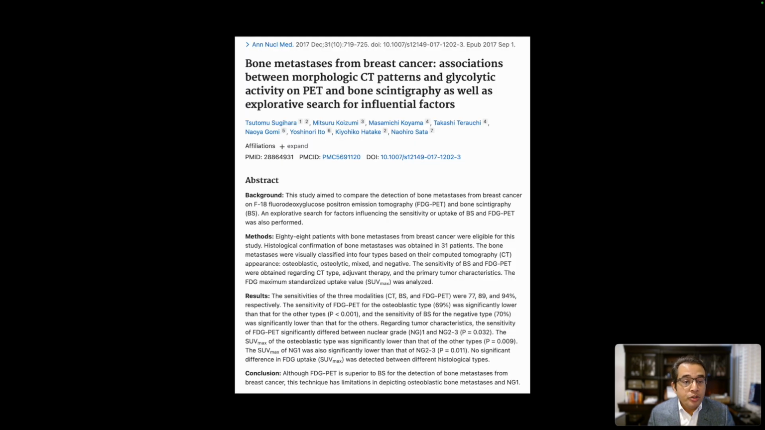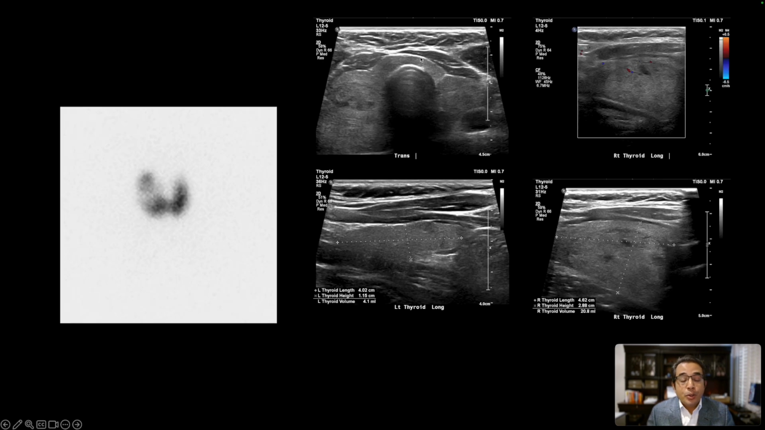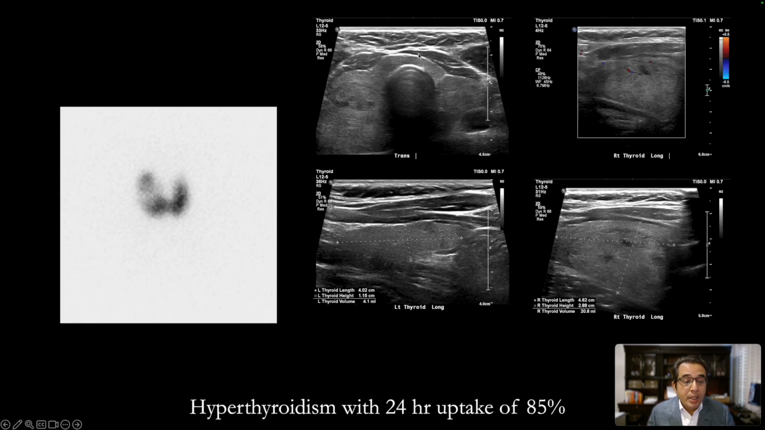Here is an interesting article on the topic, and here the authors summarize that although FDG PET is superior to bone scan for the detection of bone metastasis from breast cancer, this technique has limitations in depicting osteoblastic bone metastasis.